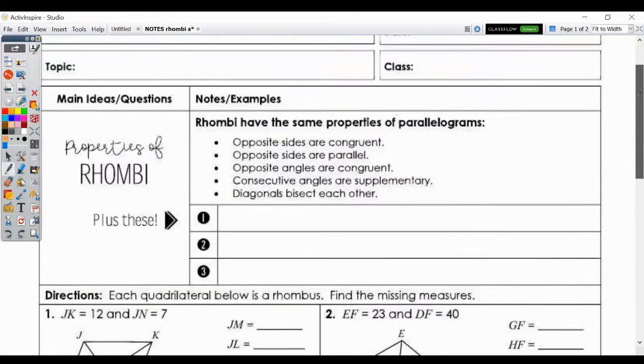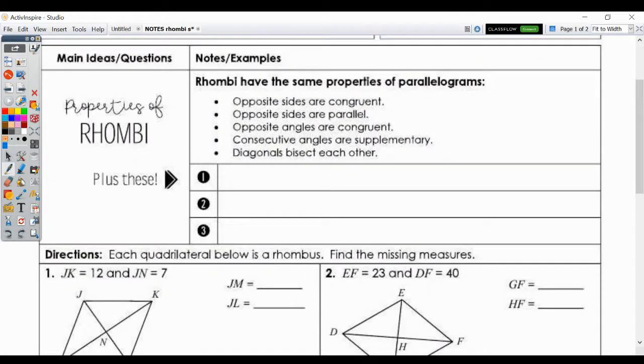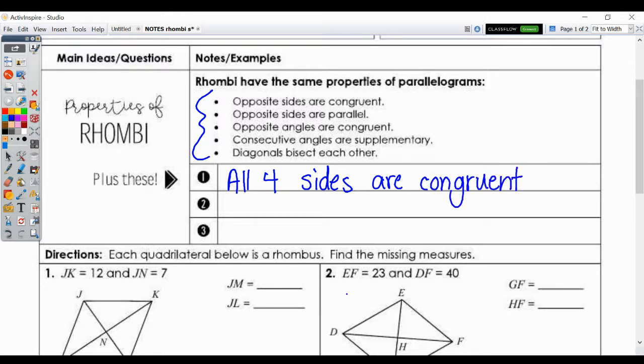So rhombi have their own little set of properties, just like rectangles and parallelograms have their own set of properties. Rhombi are going to have all of the same rules that parallelograms do, which are these rules right here. And then it's going to have its three extras. One of its extra rules is that all four sides are congruent. So that means that all four sides are going to be equal.